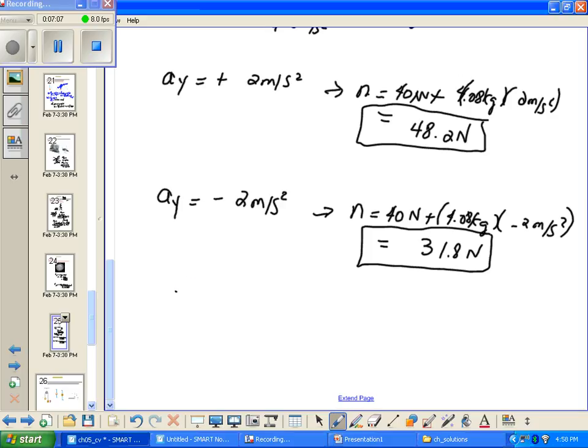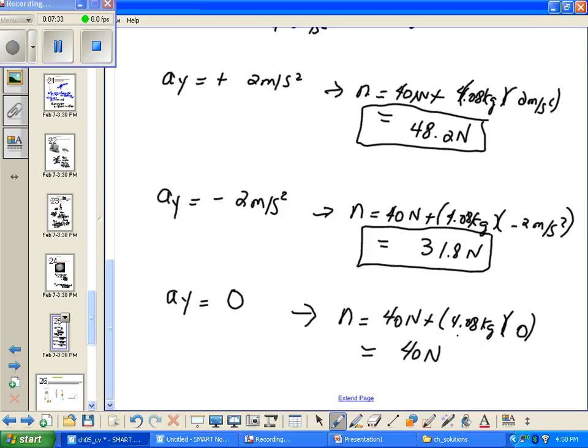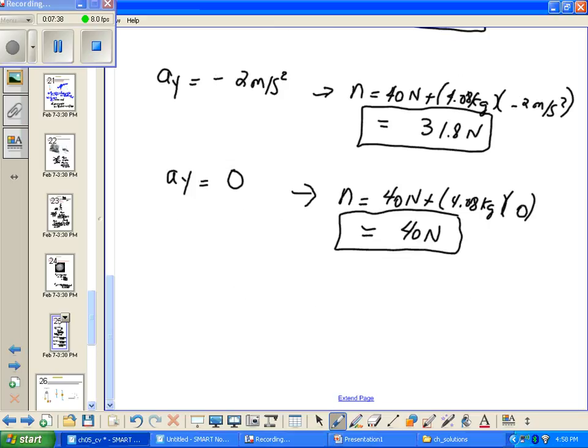All right, how about when the elevator is moving at constant velocity? We don't care what that value is. The fact is that if it's constant velocity, the elevator is not accelerating, and therefore 4.08 kilograms times 0 gives us an apparent weight of 40 newtons. In other words, the apparent weight of the fish in this case is equal to its true weight.